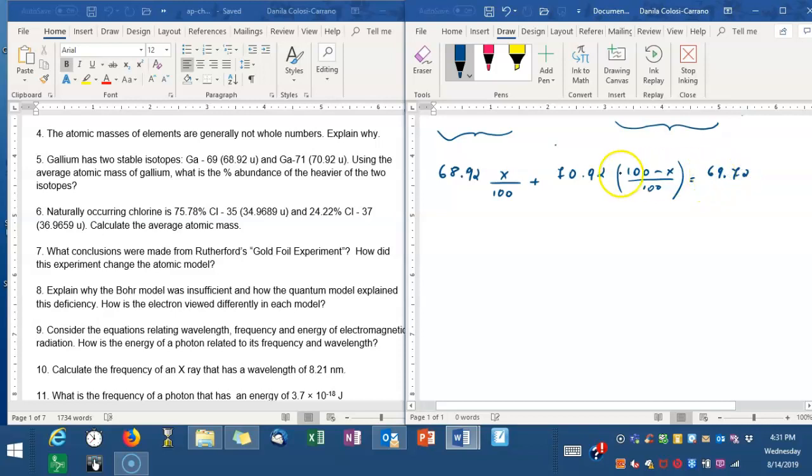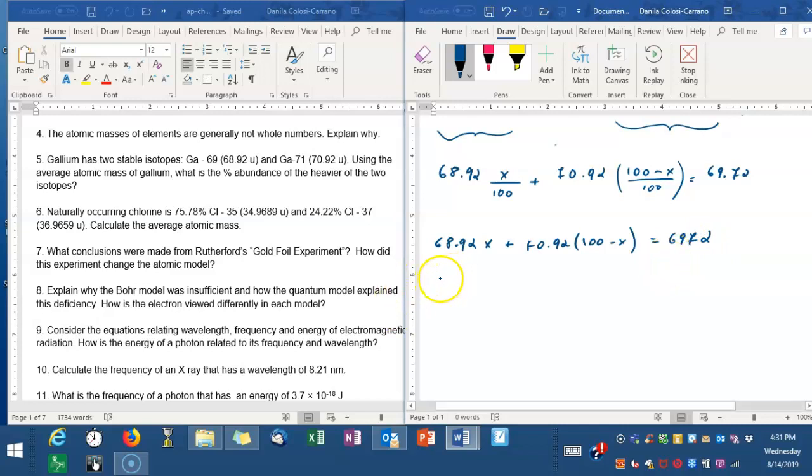69.72, and we stop right there because they are approximating to two decimals. So for us to have 3 doesn't mean anything. And at this point you just solve, right? So you have 68.92x plus 70.92 times (100 minus x) equal to 69.72.